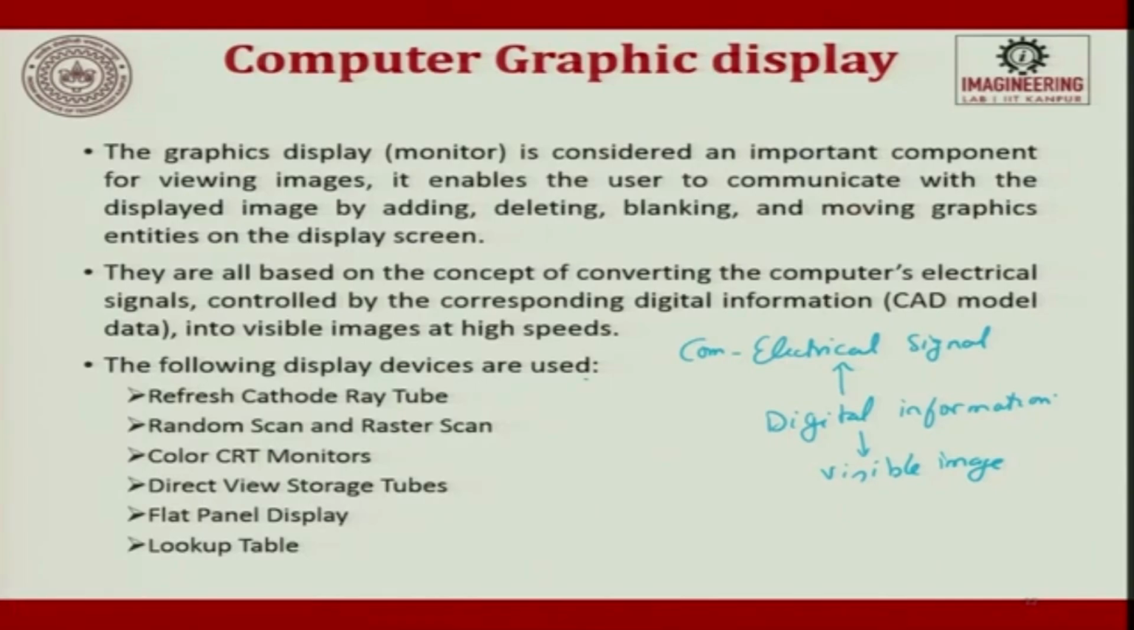The following display devices are used today: refresh cathode ray tube, slowly the cathode ray tube is going away, random scanning and raster scanning, color CRT monitor. CRT itself is slowly going, but even now for the higher end machines we still have some CRT screens. Then direct view storage tubes. Flat displays have come up in a big way. You have LCD and LED today. LED is said to be more energy efficient, and then you also have something called a lookup table. These are all the devices which are available for computer graphic display today.